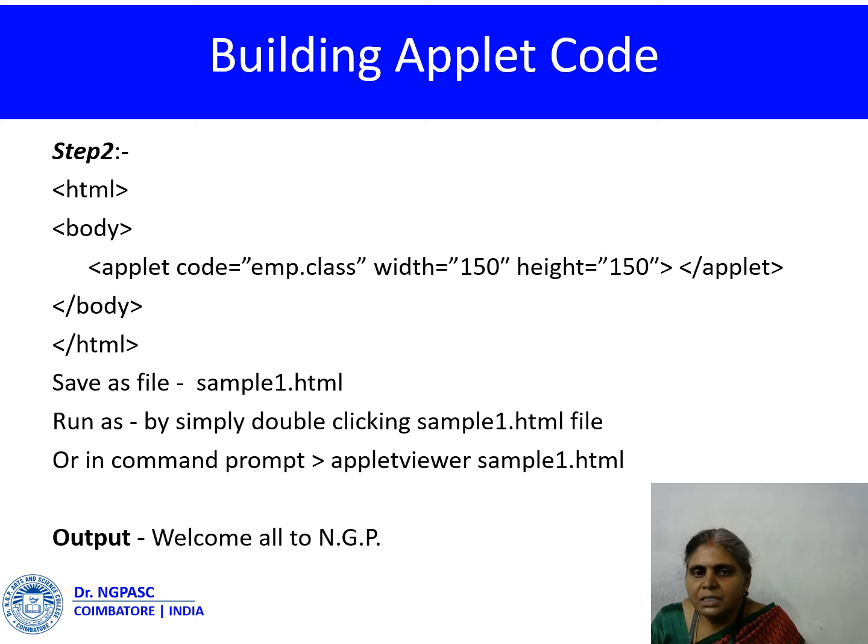Once it is saved, now you can run the applet by double clicking the HTML file. If the browser supports it, then you will get an output in the browser. If the browser is not supporting it, then you can make use of an applet viewer. In applet viewer we can use appletviewer filename.html. The applet viewer is also a tool in JDK which will be very useful for running your applet. So your output is going to be at location 500, 500. There is a title known as Welcome to NGP.